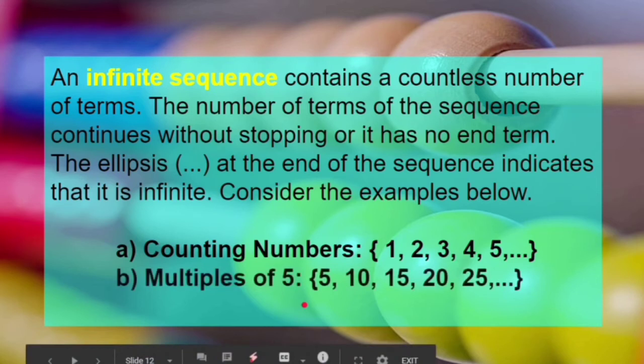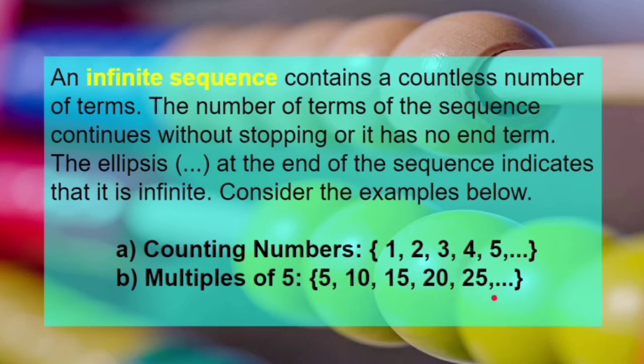And letter B, multiples of 5. So 5, 10, 15, 20, 25, and so on. So this is up to positive infinity. If you will notice, we have ellipses at the end of our sequence. So this indicates that it does not stop with 5 and 25. It still continues. So we have no last term for these examples. That's why these are infinite sequences.